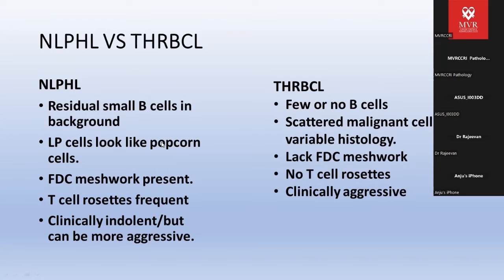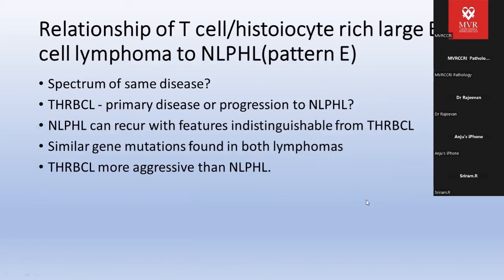Okay, then we have the classic LP cells, whereas in T histiocytic rich B cell lymphoma, the malignant cells are of variable histology. The FDC meshwork, CD21, CD23, would be present in NLPHL, whereas in T histiocytic rich lymphoma, it is not, except in pattern E. And T cell rosetting is characteristic of NLPHL, PD1 positive T cell rosetting, which is not found in T histiocytic rich B cell lymphoma. And NLPHL is usually stage 1 clinically. Any questions? Okay, usually stage 1, whereas T histiocytic rich B cell lymphoma is aggressive.